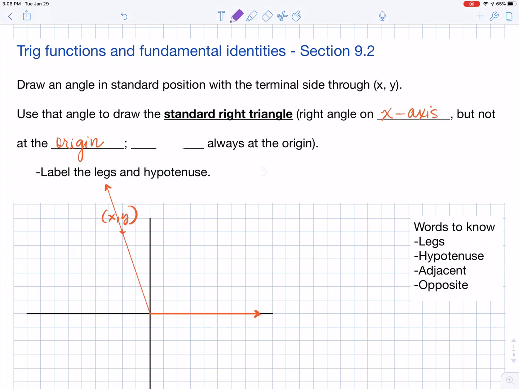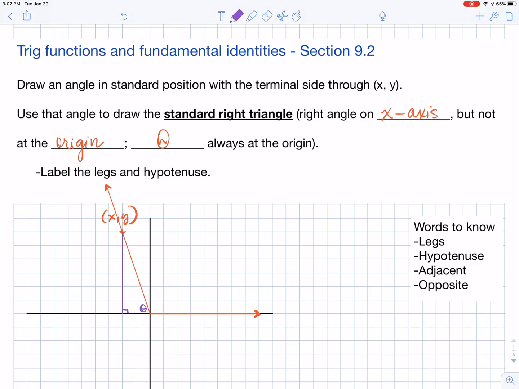Drop it straight down to the x-axis where I have formed a right angle with the x-axis. But that right angle is not at the origin. What is at the origin is always going to be my angle theta. So right here is where my angle theta is.